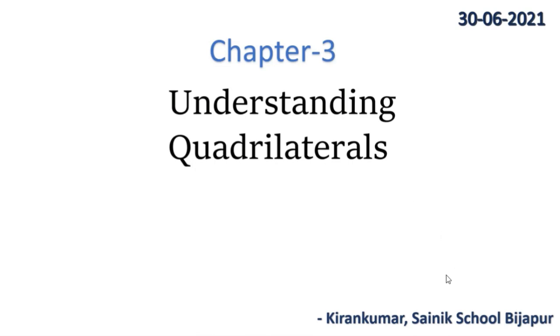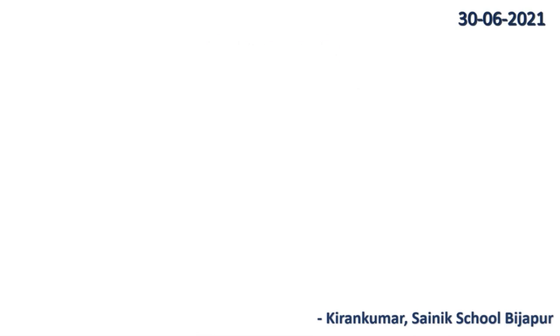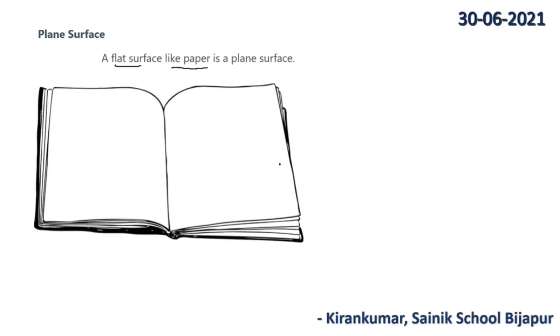To start with the chapter, we need to understand the meaning of plane figures. For that, we should know what is a plane surface. A flat surface like paper is a plane surface. We have seen different pages. These pages of a book, they are plane. The surface of the green board or a black board is also a plane surface.